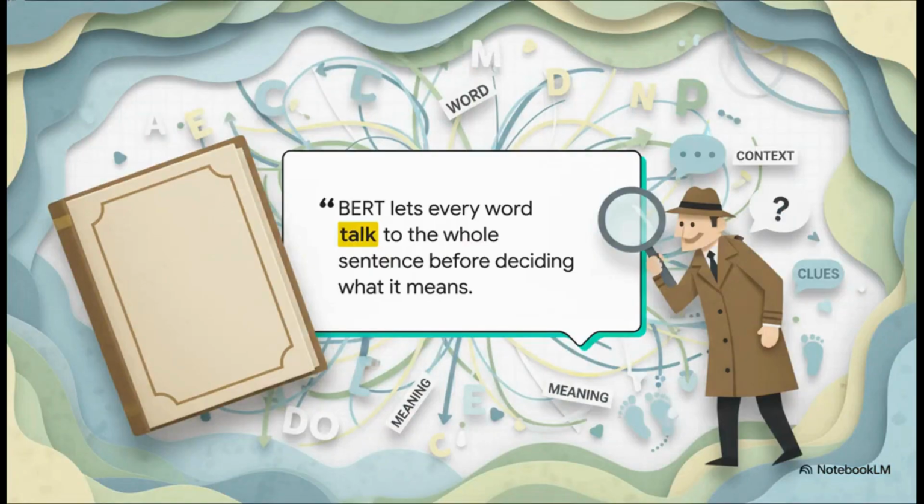So, instead of acting like a static dictionary, think of BERT like a detective. Before deciding what a word means, it hunts for clues by forcing that word to look at every other word in the sentence. It lets the surrounding context define the word rather than the word defining itself.